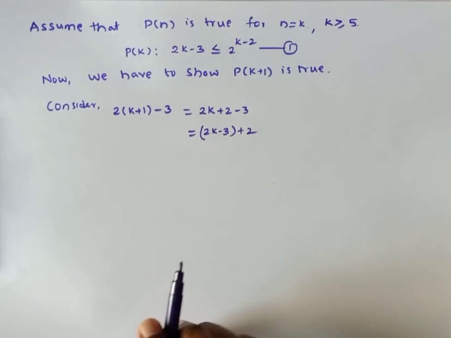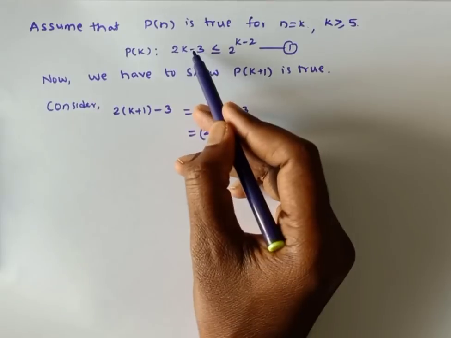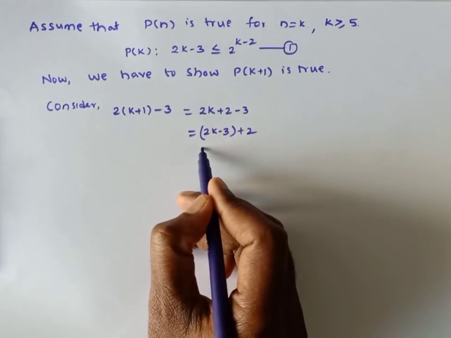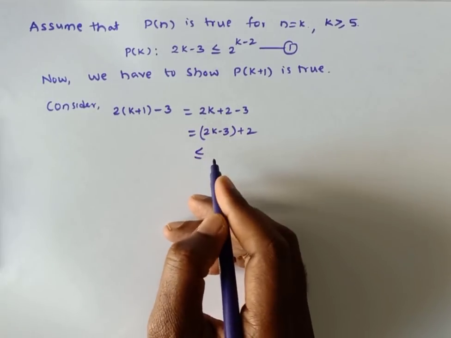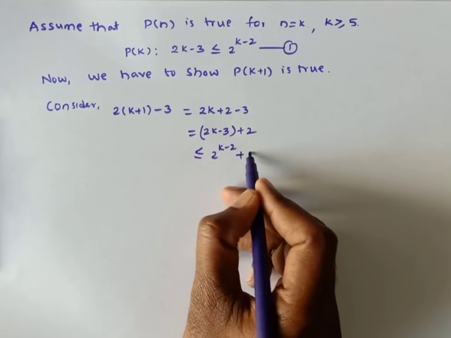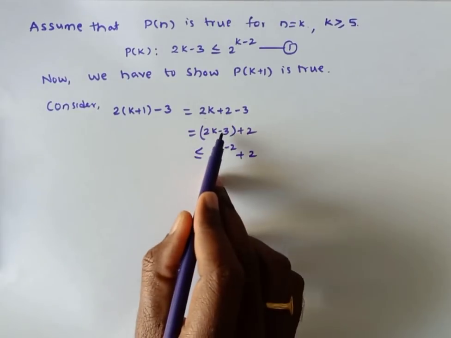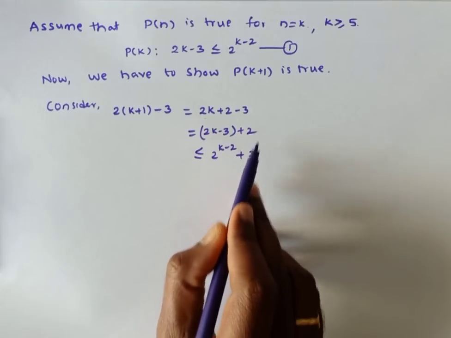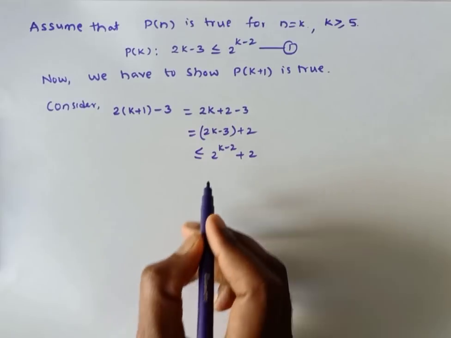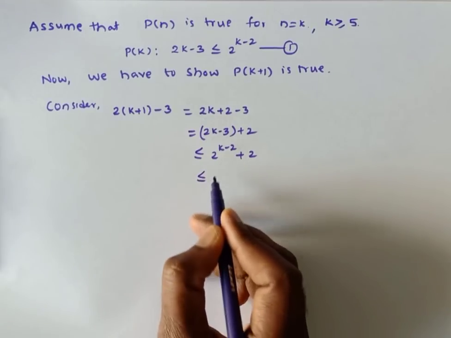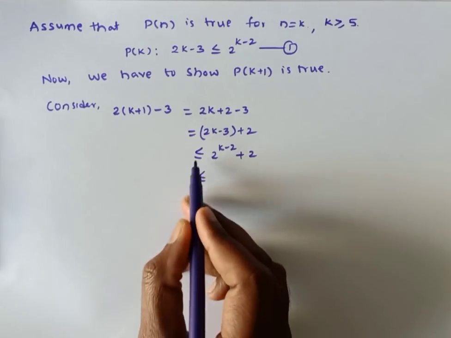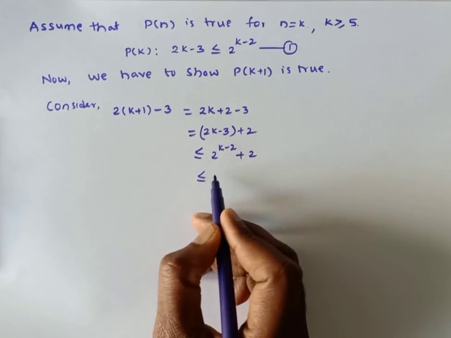So observe equation 1. From equation 1, this part 2k - 3 is always less than or equal to 2^k - 2. So therefore this is less than or equal to 2^k - 2 plus 2. Adding 2 on both sides, the less than or equal to still holds. Also here you can write less than or equal to, no problem, since the equal to symbol is also there.